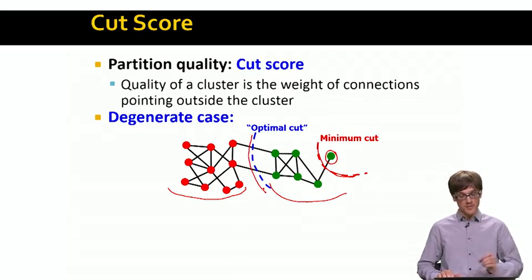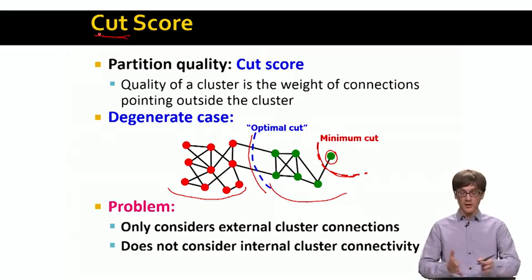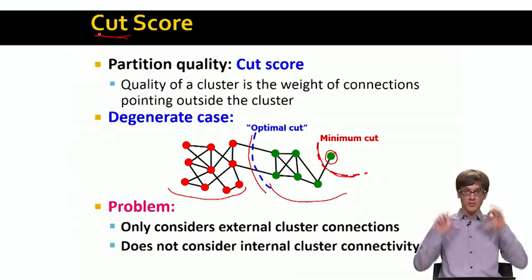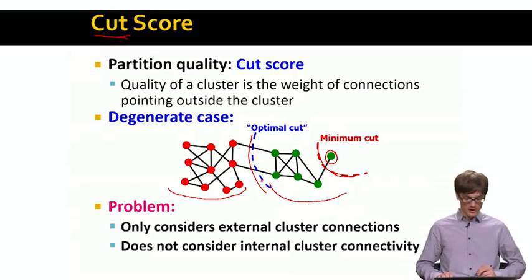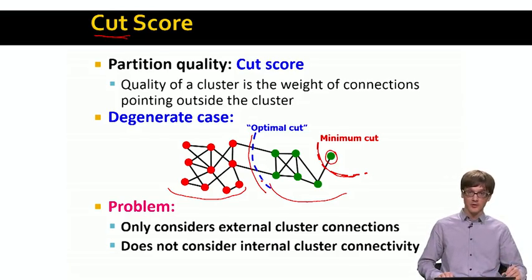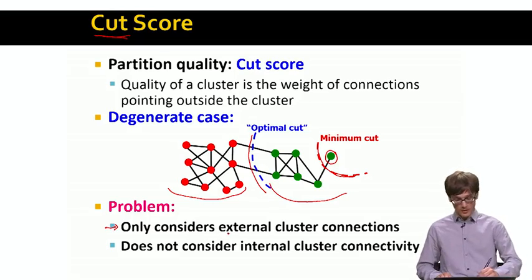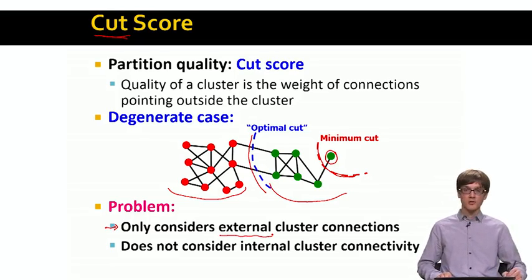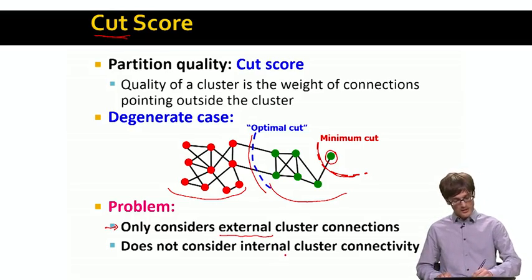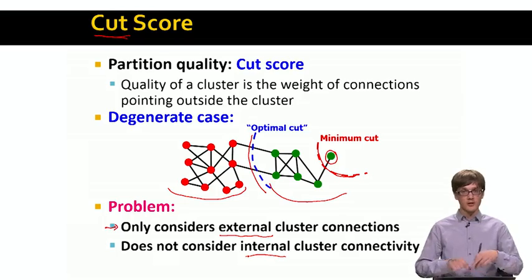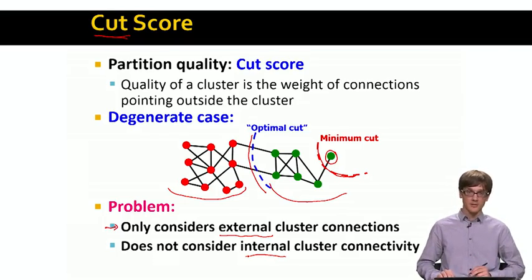So the question is, how should we modify our cut score definition such that, in some sense, the optimal cut we will find is here in the middle of the graph? The way we do the modification is to realize what the problems are. There are two problems with the cut score. The first one is that it only considers external connections to the cluster, only edges pointing outside the cluster. And it doesn't consider internal connections, right? Connections between the members of the cluster.